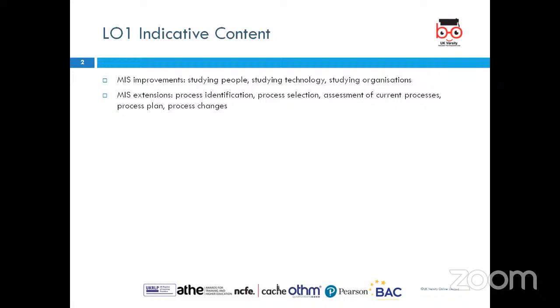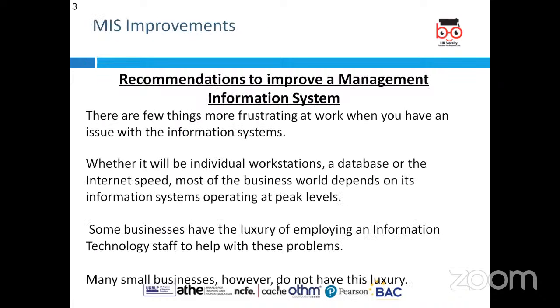Now today we're going to look into MIS improvements, studying people, studying technology, studying organization. Also, we will look into extensions such as process information, process selection, assessment and current process plan, process changes. So we can now look into some definitions of recommendation to improve management information.